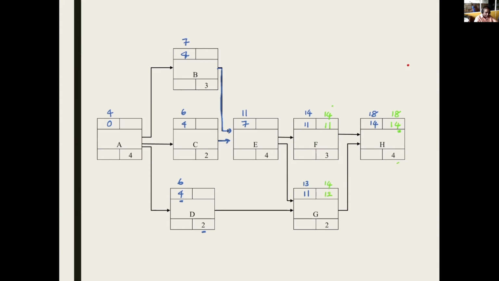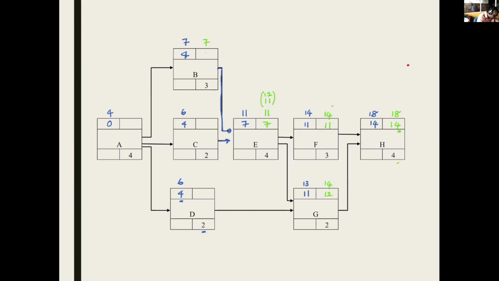For E, we have 2 finish to start links going outwards, 2 arrows going outwards. If you come from F, you get 11. If you come from G, you get 12. Take the lower value here. Why? We discussed last time. 11 minus 4 is 7. For B, this has to be 7.